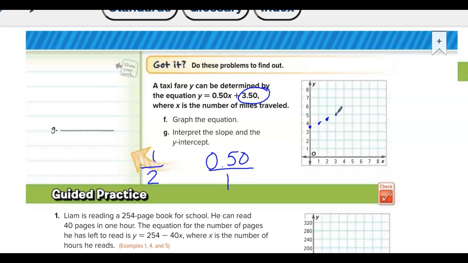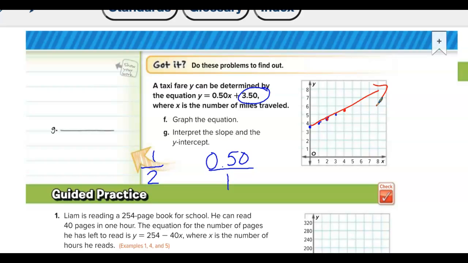If I did it this way, I'll use red for that one. If I rose 1 from 3.5, what's 1 more than 3.5? 4.5. So I'd rise to 4.5, and then I'd run 2. So 1, 2, put a point. Rise 1. So if I'm at 4.5, what do I rise to? 5.5, and then I run 2 and put a point. Okay, so you could have done it either way. Your lines will match up perfectly. So if you wanted to change your decimal to a fraction, or if you just wanted to rise 0.5 and run 1, you will get a line that looks like that.